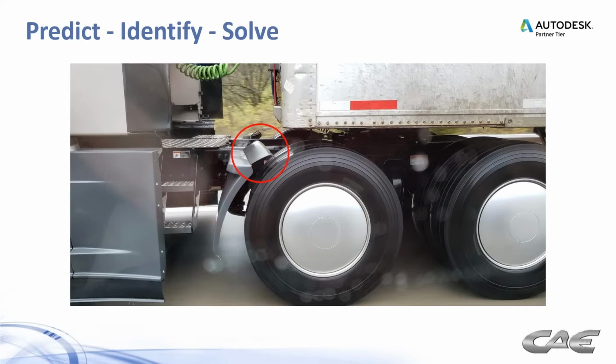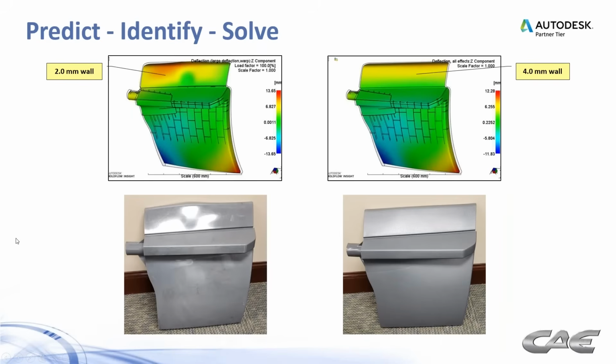Leverage the best plastic simulation software on the planet to be able to not only solve molding problems, but to avoid them. So let that burn into your brain. The idea is to predict the problem, identify the cause, and then solve the problem. So predict, identify, and solve. And you see the circle around that area there. That's the final product.